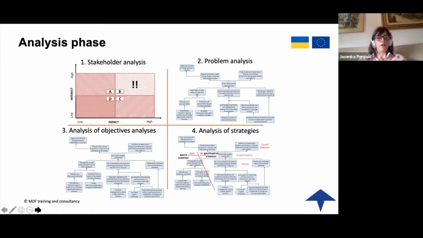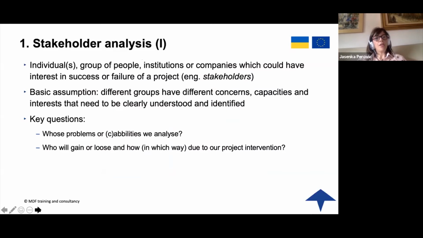Okay, so for you to be able to write about it, you have to go through the analysis, you have to understand them. So stakeholder analysis, those are individuals, group of people, institutions, or companies which could have interest in success or failure of your project. Basic assumption is that different groups have different concerns, capacities, and interests, and that need to be clearly understood and identified. In key questions you can raise whose problems or capabilities we are analyzing, and who will gain or lose and how due to our project.